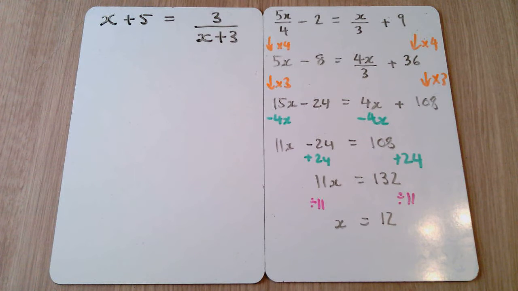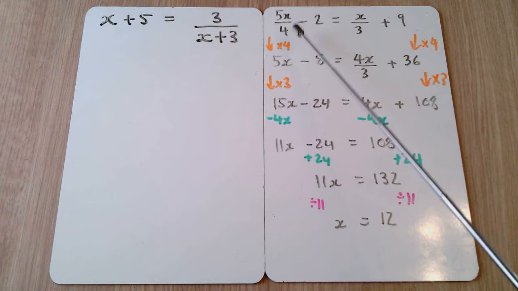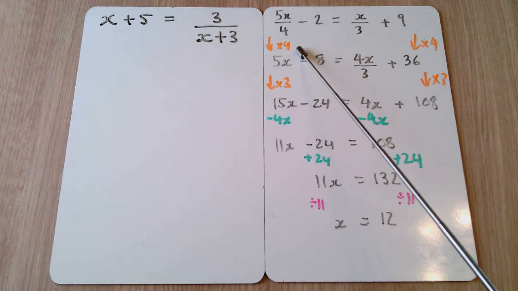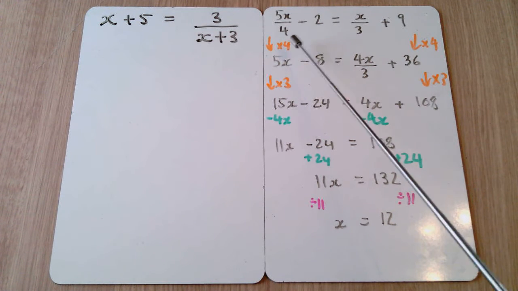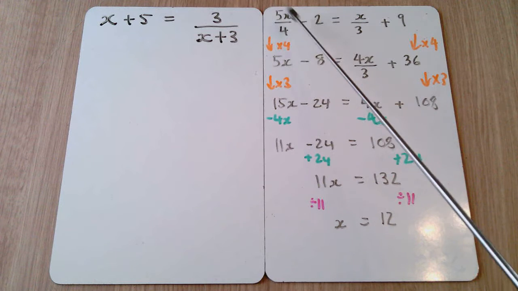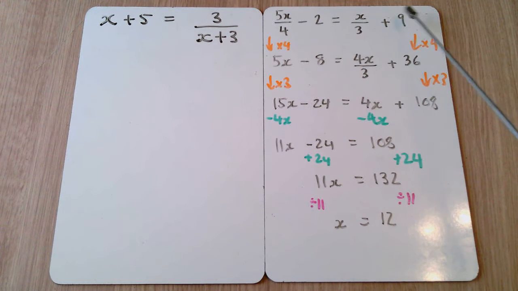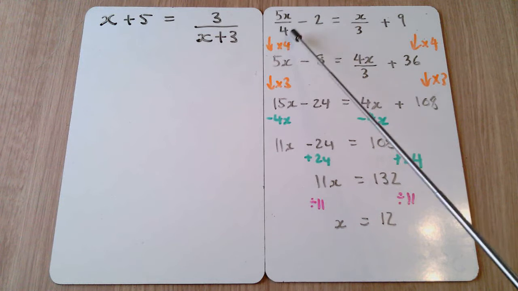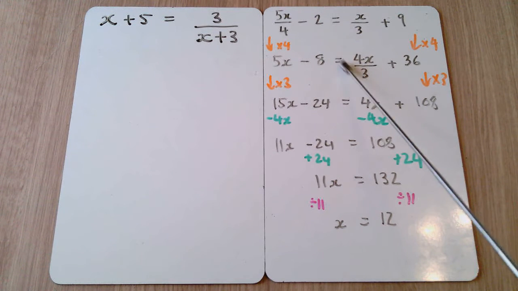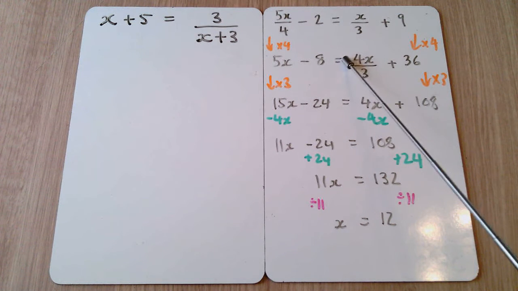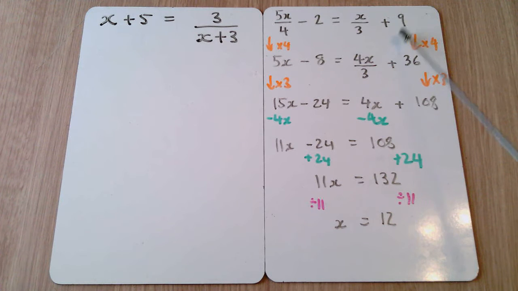So when you've got an equation, you can multiply both sides of the equation by the denominator to get rid of the fraction. If you multiply 5x over 4 by 4, it simply becomes 5x because the 4 will cancel out with the numerator. Now you have to multiply every single term on this side by 4 and every single term on this side by 4. So this becomes 5x minus 8 is equal to 4x divided by 3 plus 36. Now, that's gotten rid of one fraction.